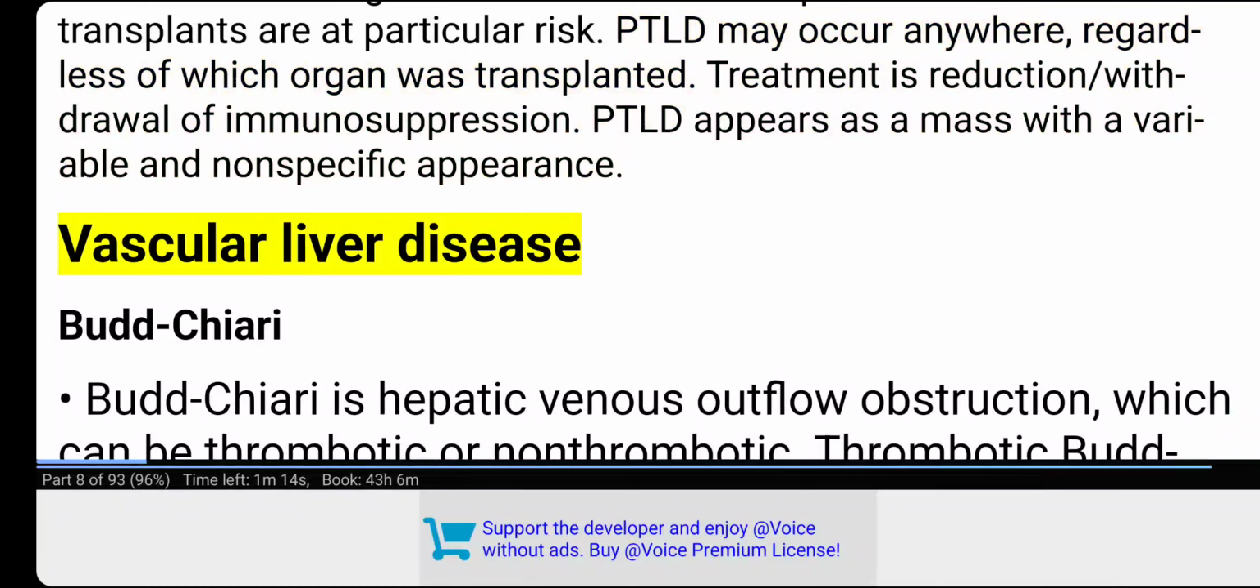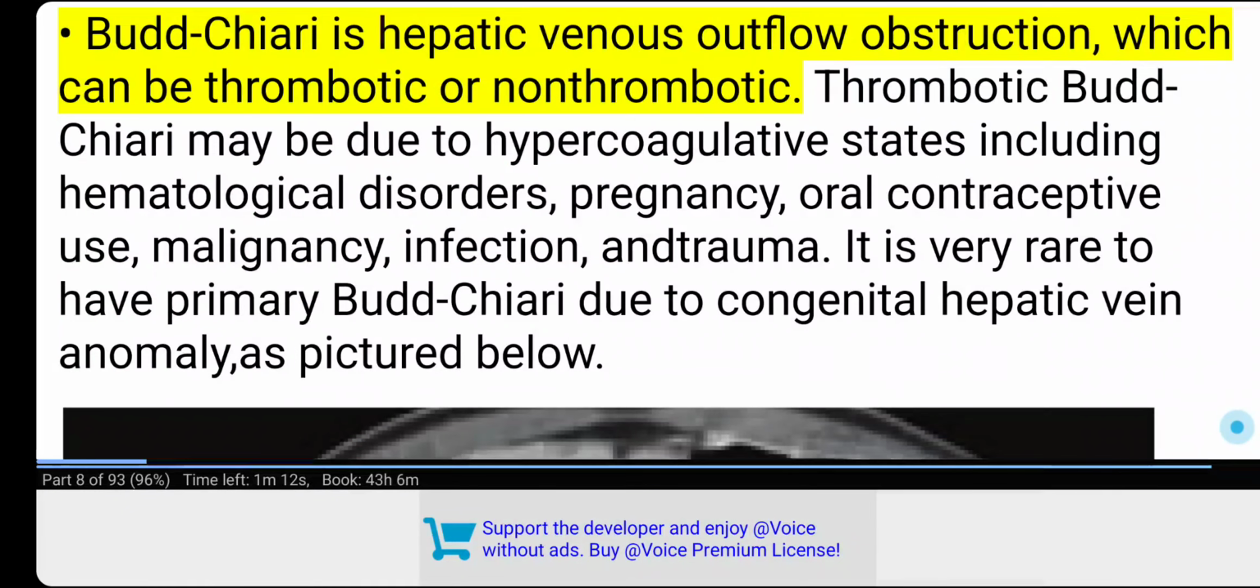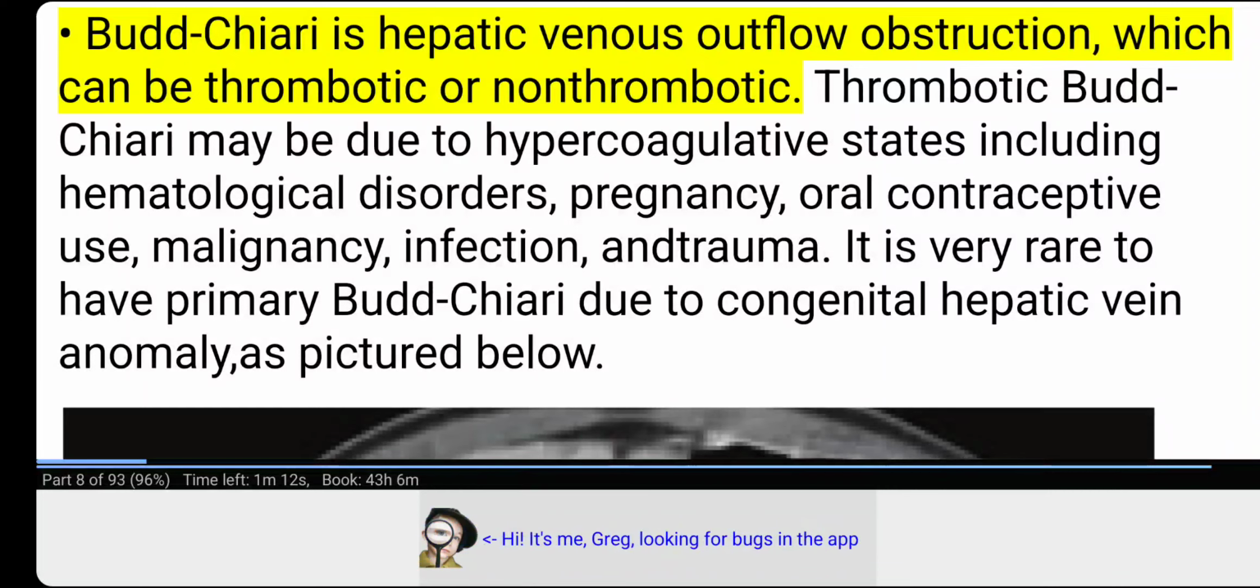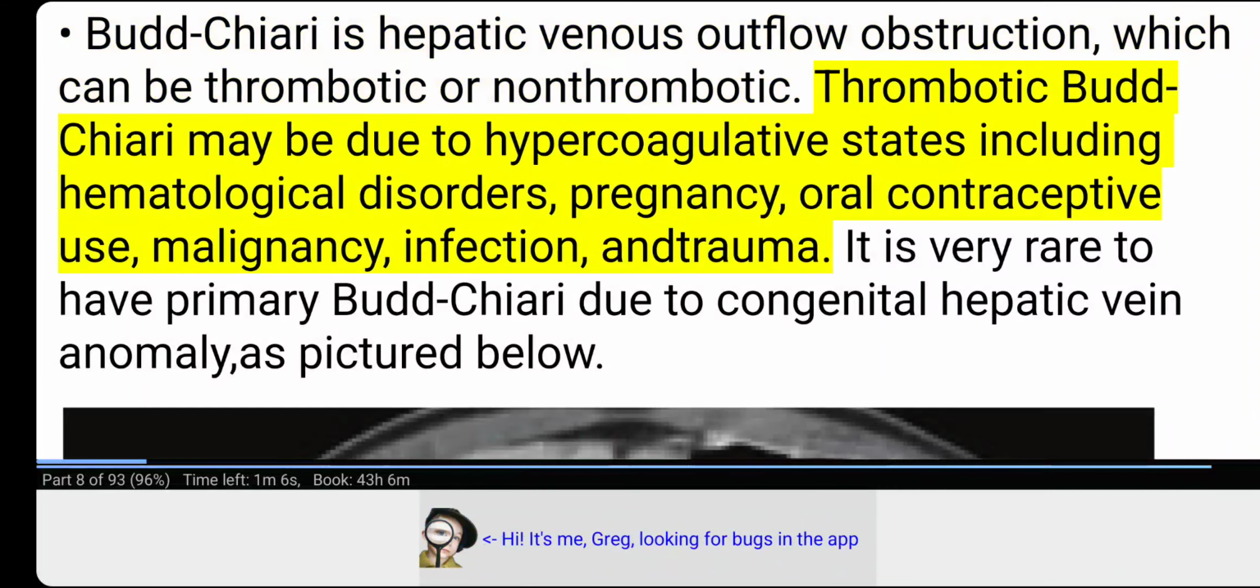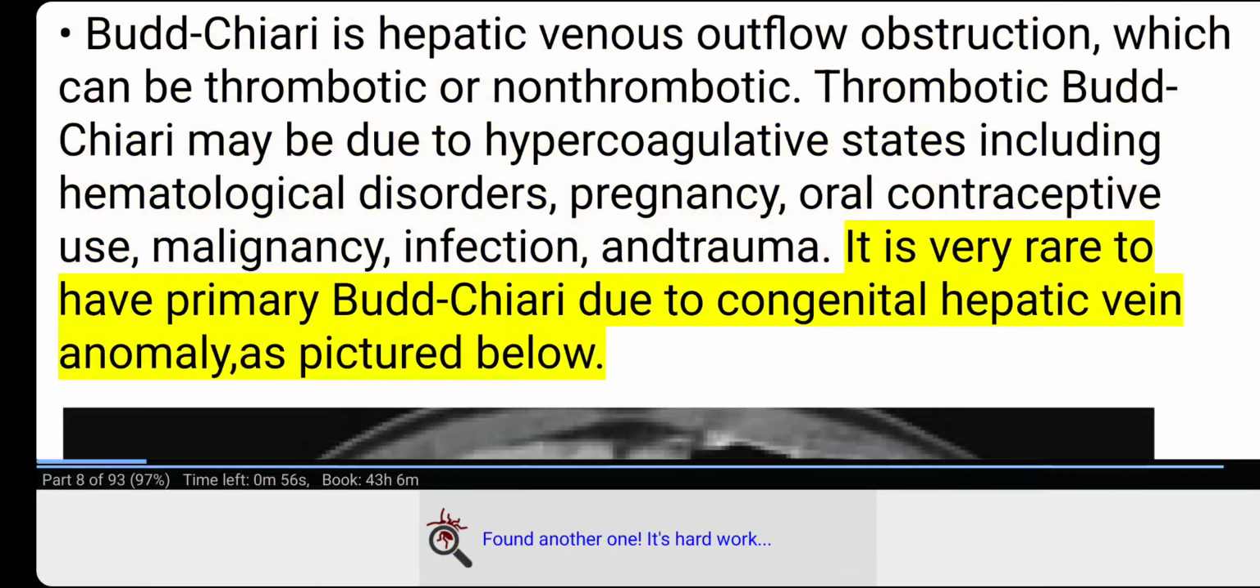Vascular liver disease. Budd-Chiari. Budd-Chiari is hepatic venous outflow obstruction, which can be thrombotic or non-thrombotic. Thrombotic Budd-Chiari may be due to hypercoagulative states including hematological disorders, pregnancy, oral contraceptive use, malignancy, infection, and trauma. It is very rare to have primary Budd-Chiari due to congenital hepatic vein anomaly, as pictured below.